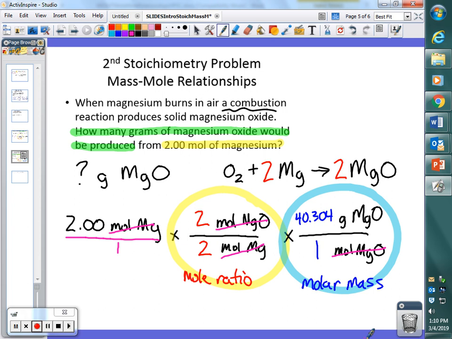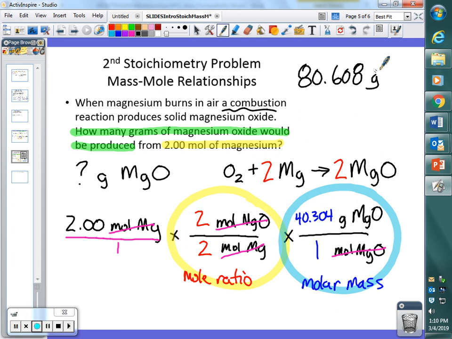For instance, in this conversion factor, the mole ratio, the one circled in yellow, we have 2 on the top and 2 on the bottom. So what are those two 2's doing to each other? Canceling each other out. So we can just forget about this whole middle section if we want to, right? And then we can just multiply this times this. It's 80.608.